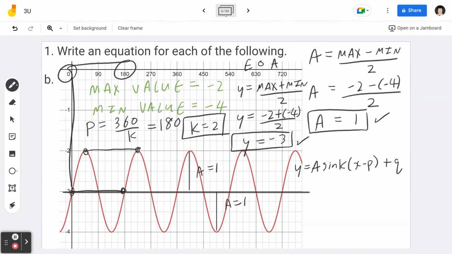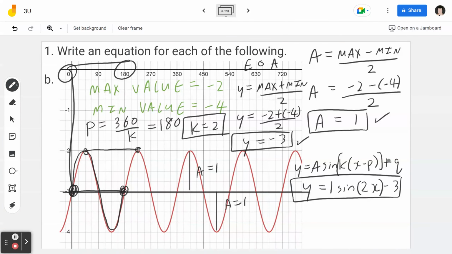Now, think about the phase shift. Sine starts at the middle and it ends in the middle. So there's no phase shift to the left or right, or you can say the phase shift is exactly 0. So it's going to be x, and of course, the equation of axis is negative 3. So I'm going to put some brackets there. There we go. That is the best way to describe this graph using a sine function. Y equals sine of 2x minus 3.